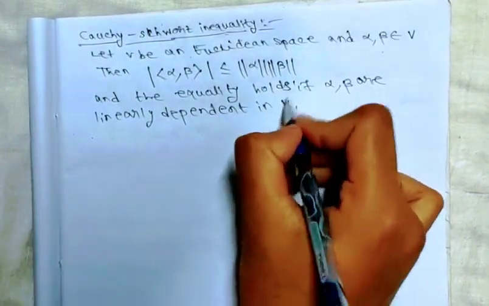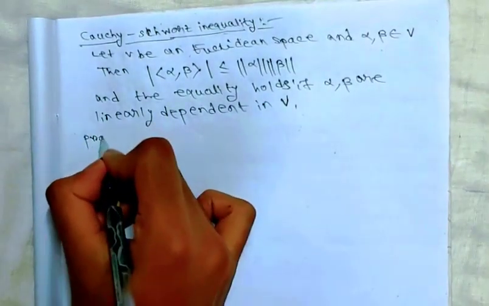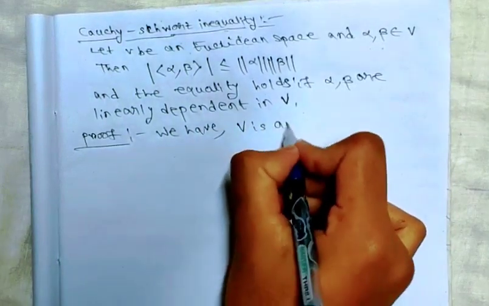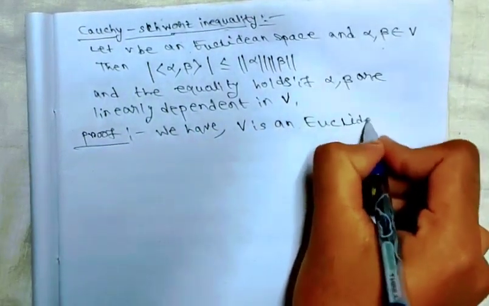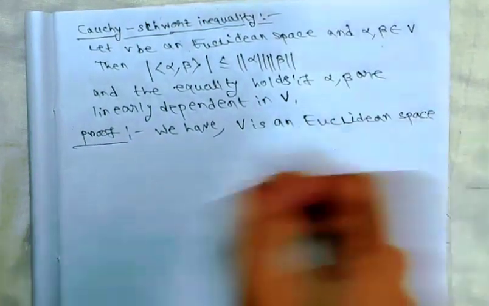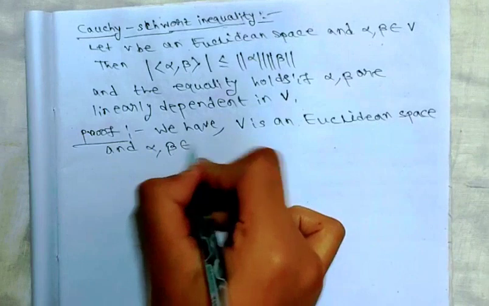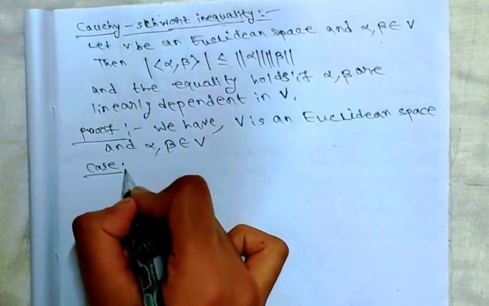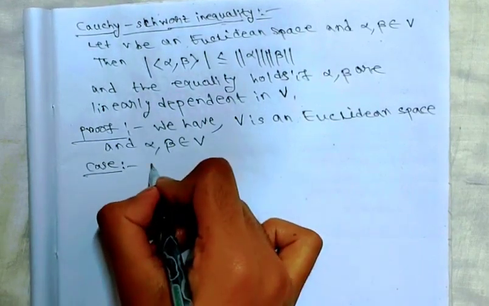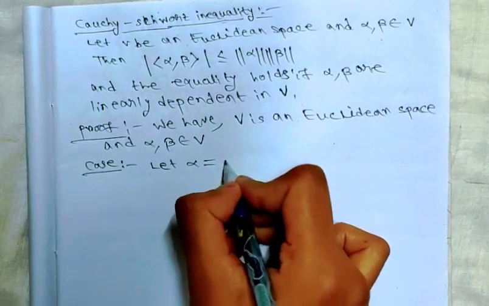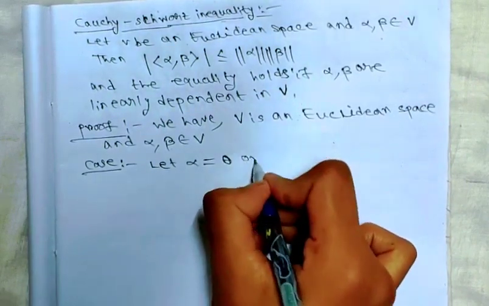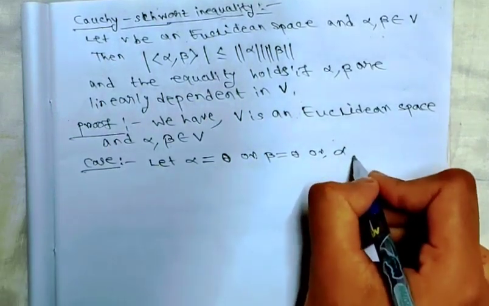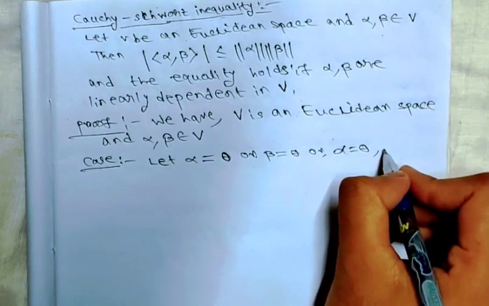In Euclidean space V. Now proof of this theorem. What we have: V is an Euclidean space and alpha, beta belong to Euclidean space V. Now there exist three cases of alpha, beta. First one is if alpha equals the null vector, or beta equals the null vector, or both alpha and beta equal the null vector.